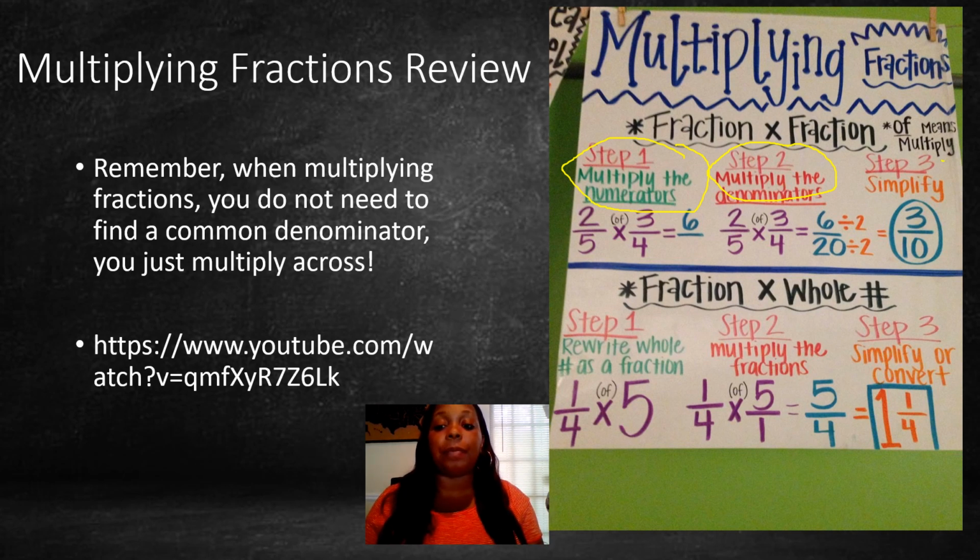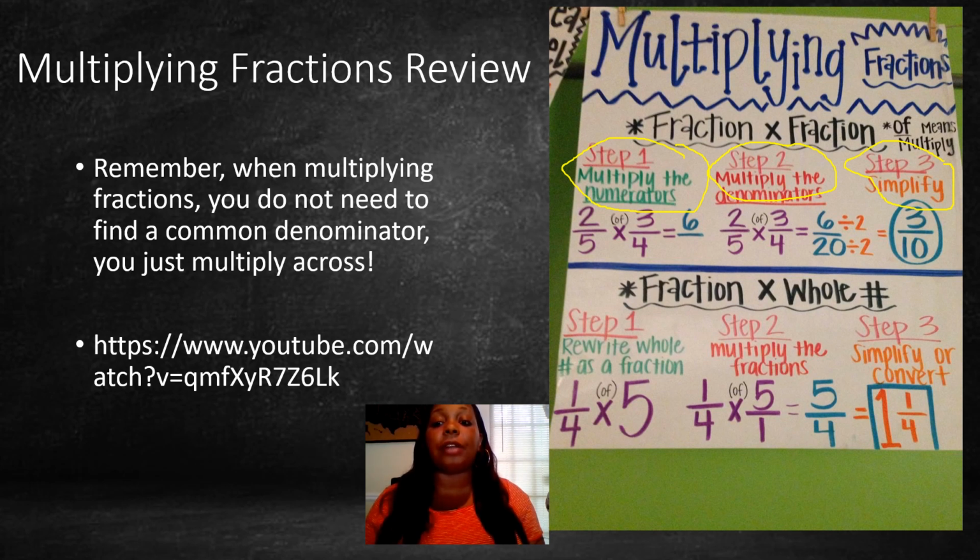Our last step is simplify. I know a lot of us struggle with simplifying fractions, and so I will do a subsequent video for this. But for now, we just need to know that we want to divide the fractions down until they cannot be simplified or divided any further.